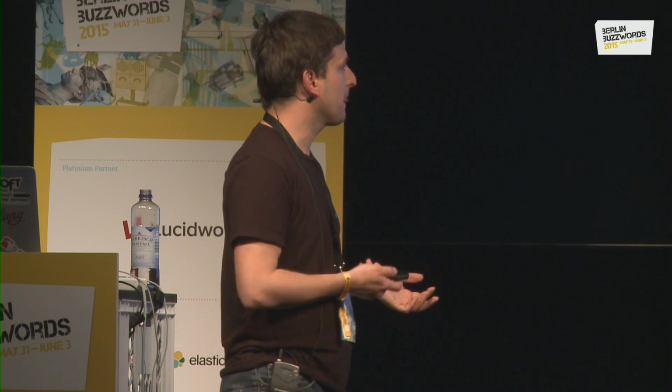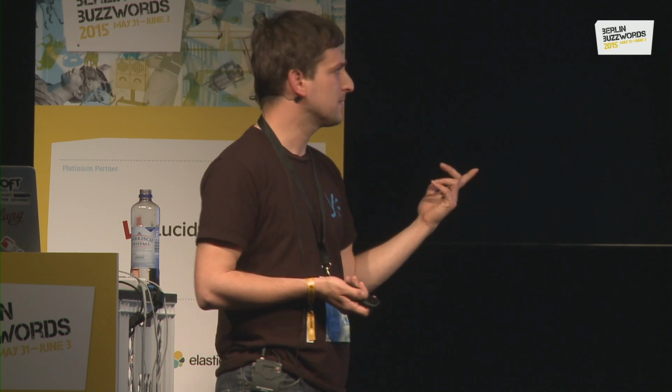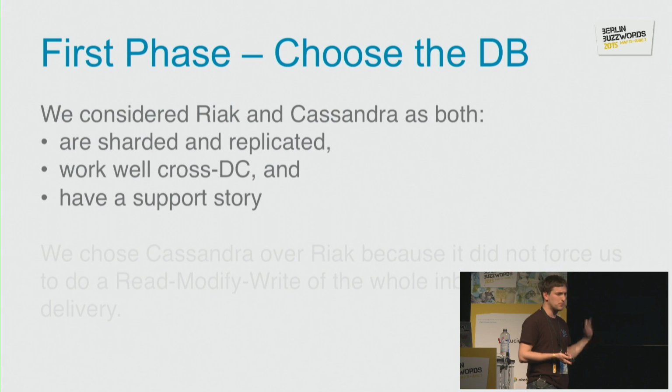So the first step was to choose the database to back our new service. And we considered Riak and Cassandra. We were running Riak in Yammer already, but we weren't sure if it would be a good fit for our data model. But both of them are sharded and replicated, so that provides us horizontal scaling. So it addresses the expensive-to-scale aspect. And it's replicated, so it should be highly available. Both work well across DCs and have a support story, something which is important for us. We have paying customers, and we don't necessarily have the in-house expertise.